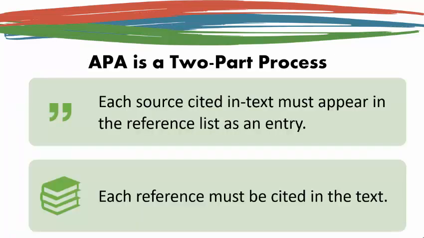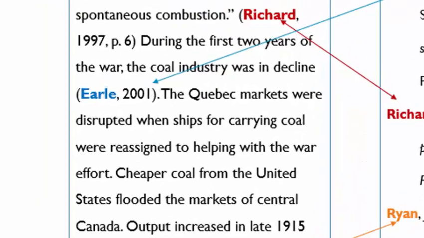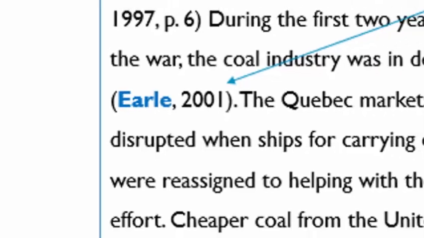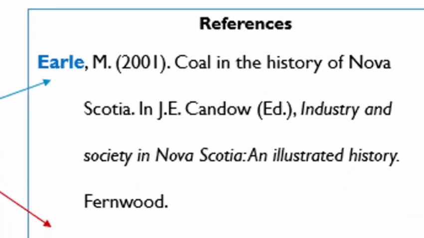Each source cited must appear in the reference list, and each work in the reference list must be cited in the text. The in-text citation and the reference entry work together to provide a complete and accurate reference. APA Style uses the author date system. This provides a brief in-text citation or shortcut in the body of your writing that directs your readers to a full reference entry in your reference list.